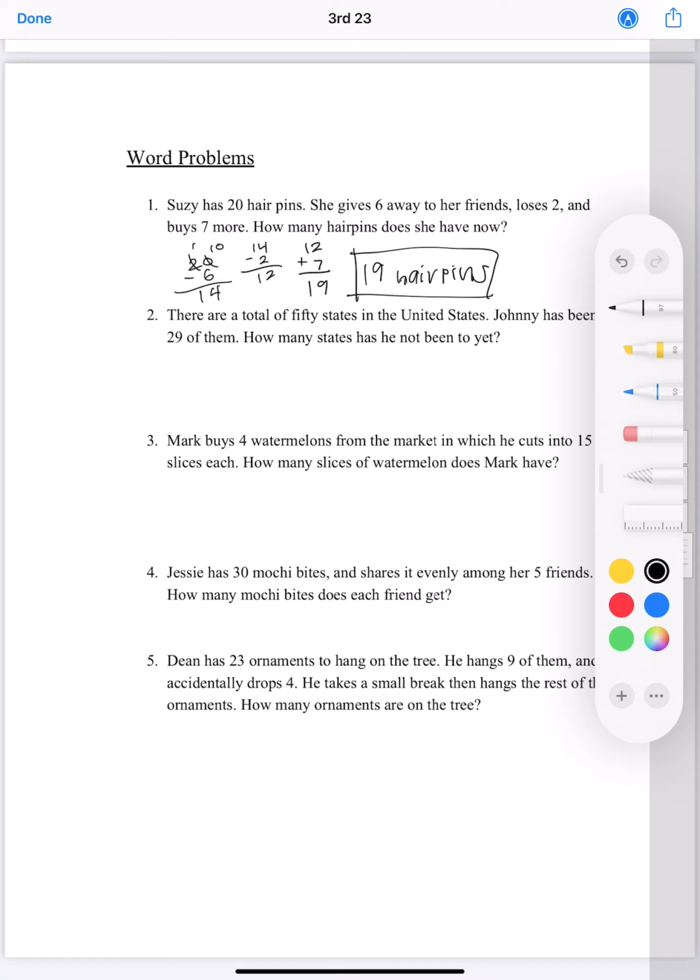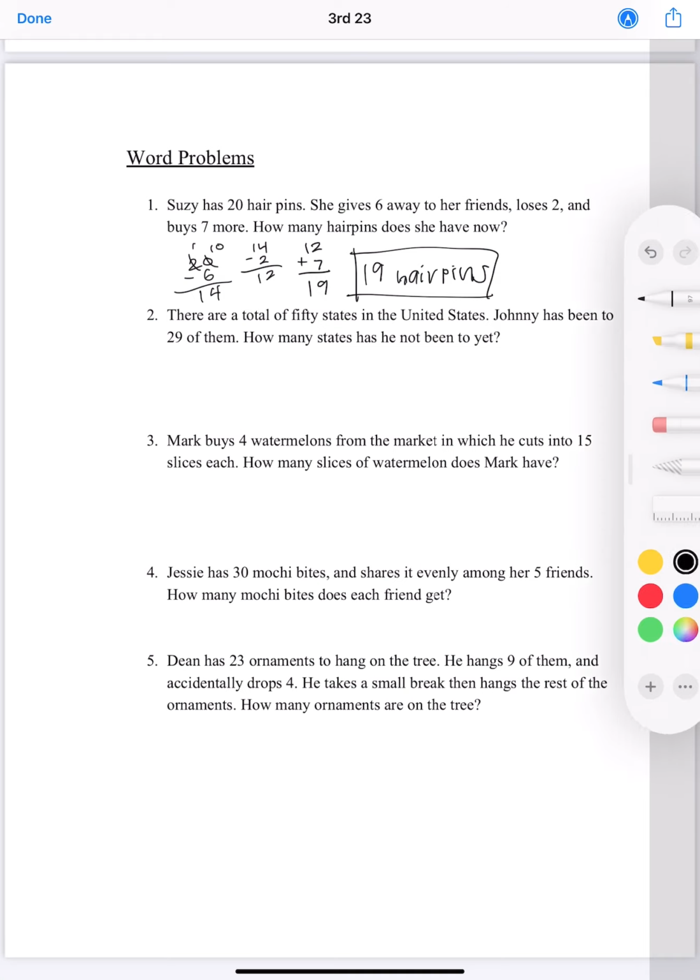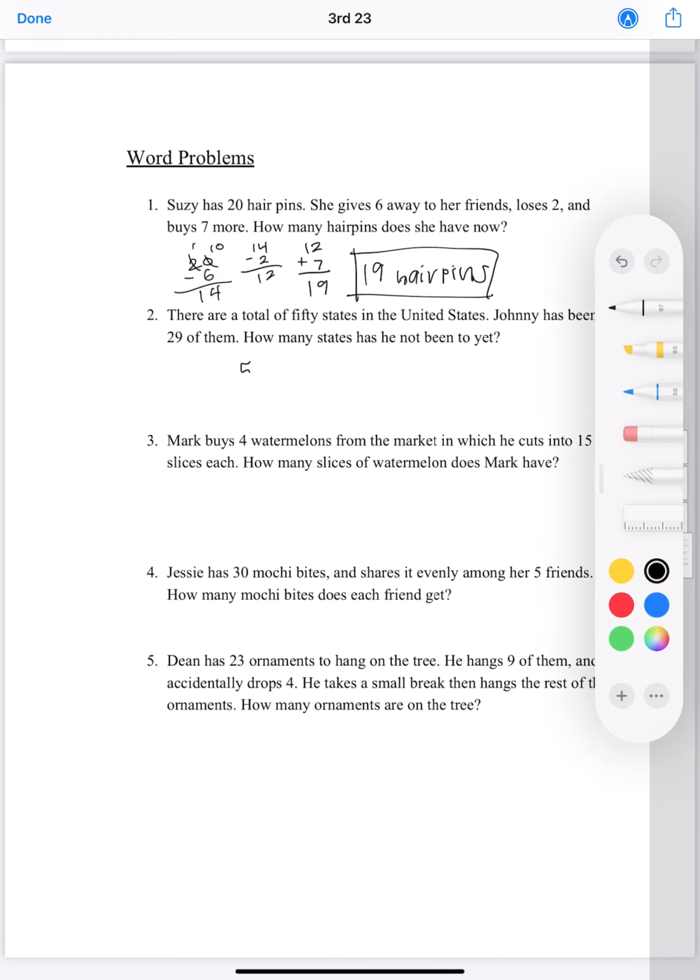Okay, number 2. There are a total of 50 states in the United States. Johnny has been to 29 of them. How many states has he not been to yet? So there's a total of 50 states in the U.S., and Johnny has been to 29 of them. So we do 50 minus 29. The 0 turns into a 10 by bringing over a 1 from the 5, and the 5 turns to a 4. 10 minus 9 is 1. 4 minus 2 is 2, so he hasn't been to 21 states.